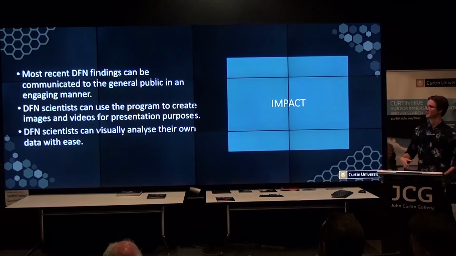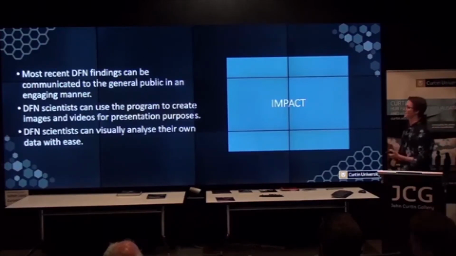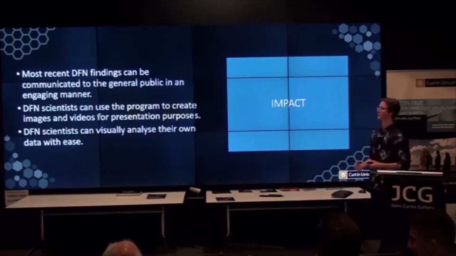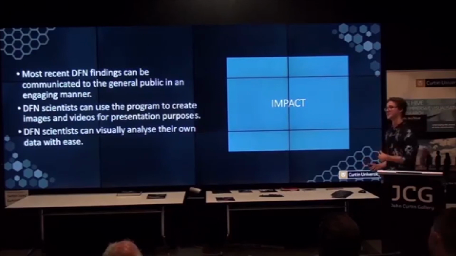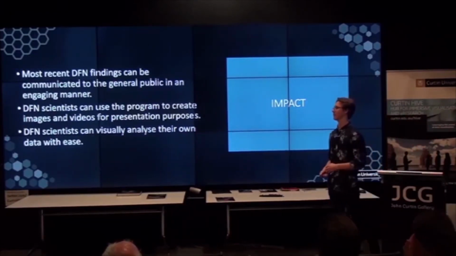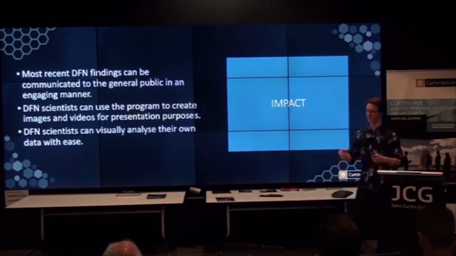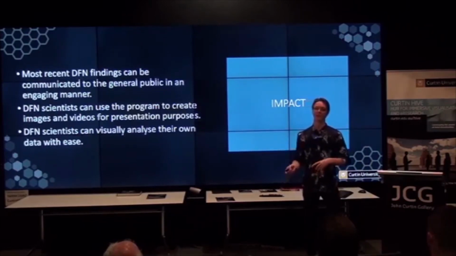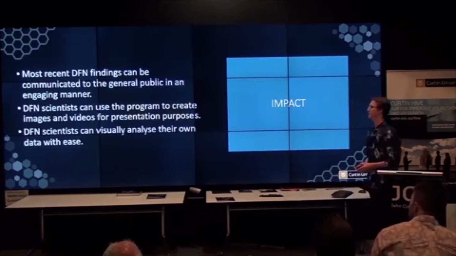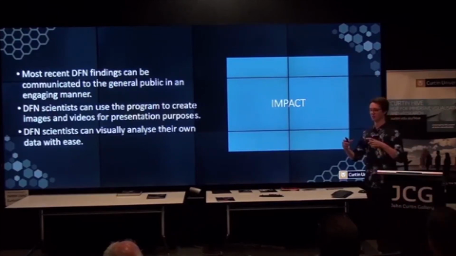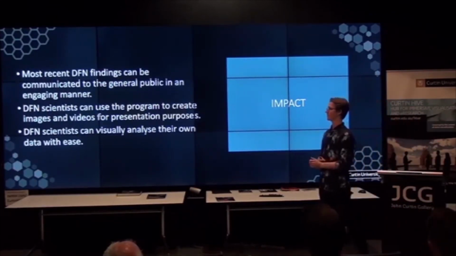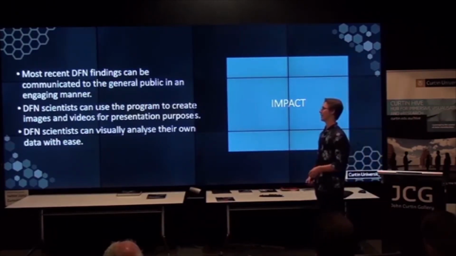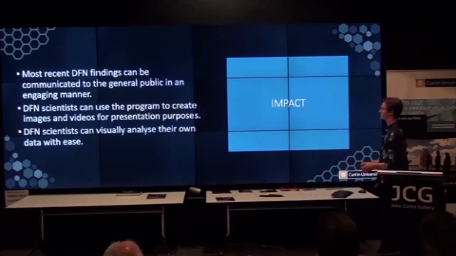All right, so in conclusion, the impact that we're hoping it'll have, first of all, is that it can be used as a tool for outreach, to give the general public an intuitive feel of what the DFN are detecting and what the solar system looks like out there. It also gives the DFN scientists a tool for creating their own videos for presentation purposes and images for papers if they want to use it for that. Also, when it reaches a good level of accuracy, the DFN group can use this to analyze their own results when they first come in and perhaps validate them that way.